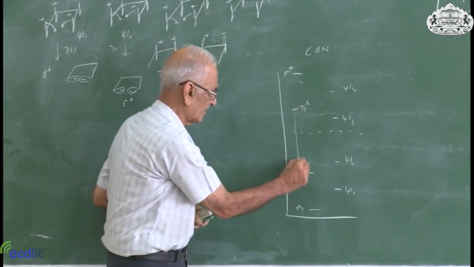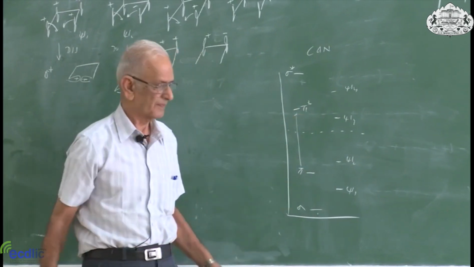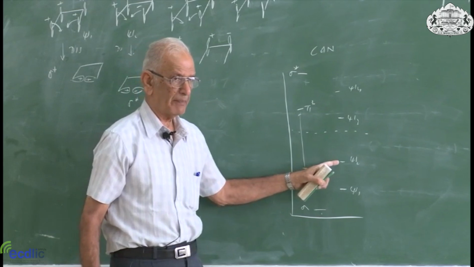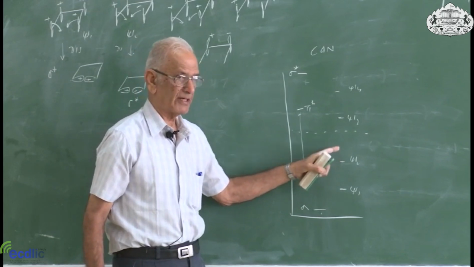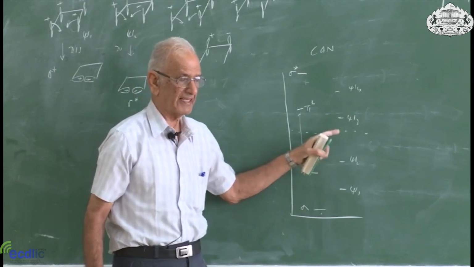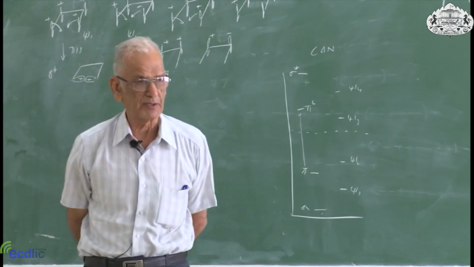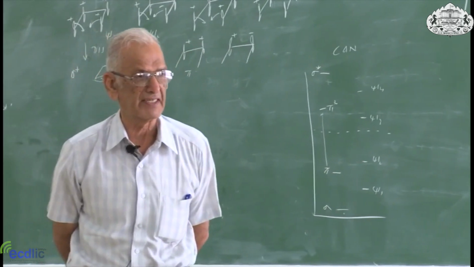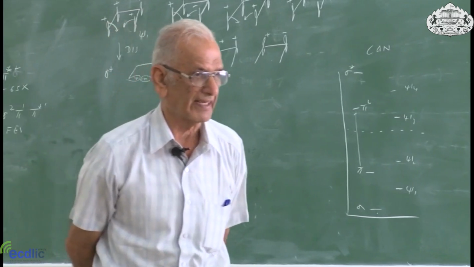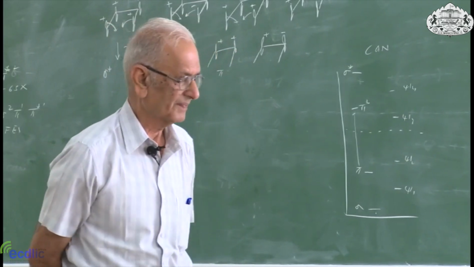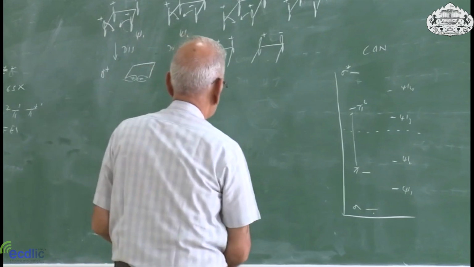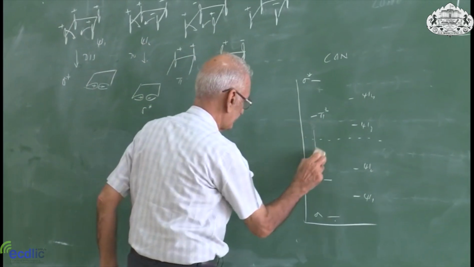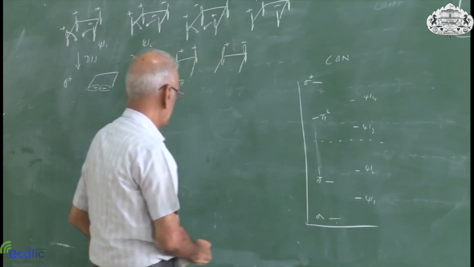So, what is the energy? So much energy is required. When I do butadiene, what happens? Electron from psi 2 going to psi 3, less energy required. Therefore, butadiene absorbs at 217, ethylene absorbs at 185. Okay.